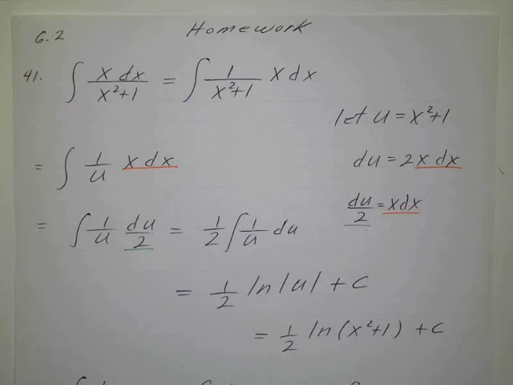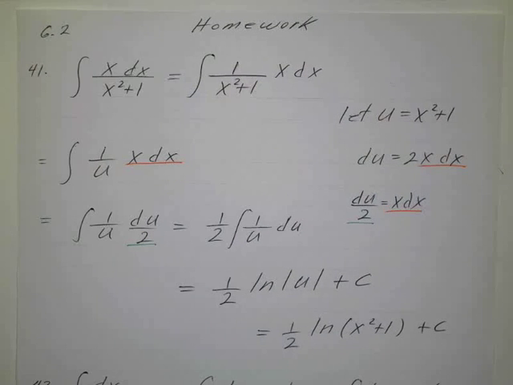Okay, this is 6.2, number 41. Some more problems. And what we have is the antiderivative, or the integral of x dx over x squared plus 1. And if I look at the bottom and take the derivative of x squared plus 1, I just get 2x. I've got the x in the top. The 2 is not a problem, so it looks like I can rewrite this and try a 1 over u du.